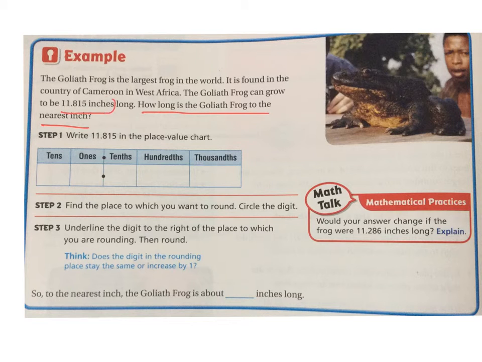Okay, the important information, of course, is it's 11.815. I'm still not over that. That's crazy. Inches long. And we're rounding to the nearest inch. Now, 1 inch is in the ones place, right? So this is really asking us to round it to the ones place. Your first step is to write 11.815 in the place value chart. We're going to find the place to which we want to round. Well, we want to know the nearest inch, which is the ones place. Circle it. Underline the digit to the right. That's in the tenths place.